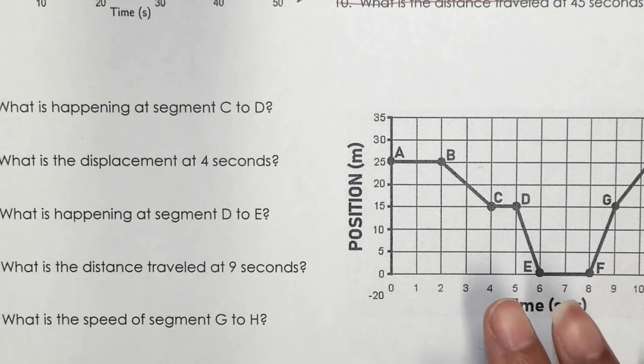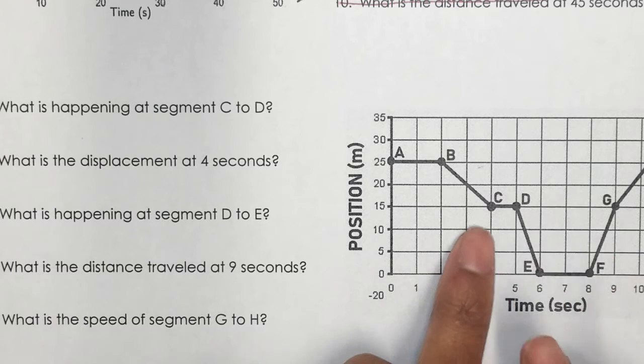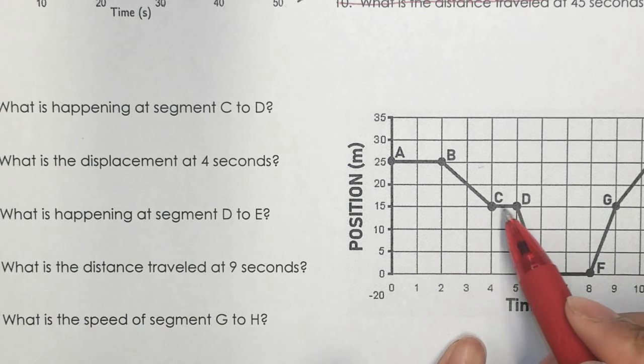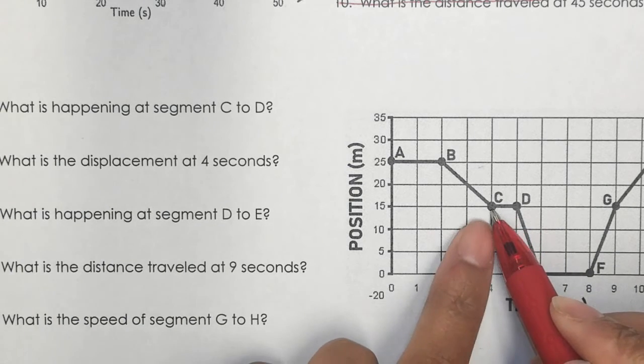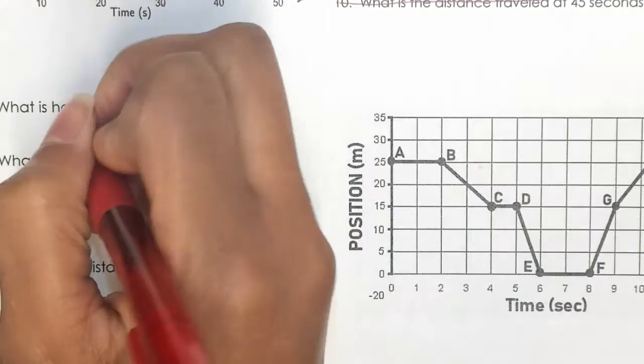He's looking for calculating speed, what I'm about to do next. What's happening at C to D, guys? It's at rest because you started at what position? And you ended at 15. So you did not move.